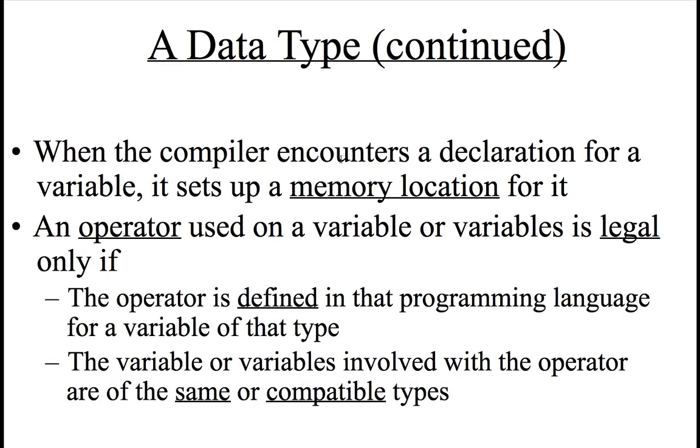When a compiler encounters a declaration for a variable, it sets up a memory location for it. When you declare a data type, the memory location for it is set up. When you apply a legal operator which is defined in the particular language, then and only then the data type is considered valid and the value initialized in it is considered valid.